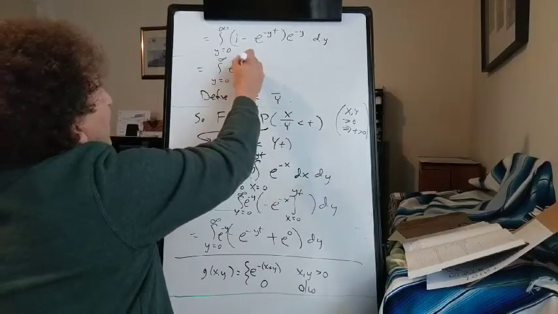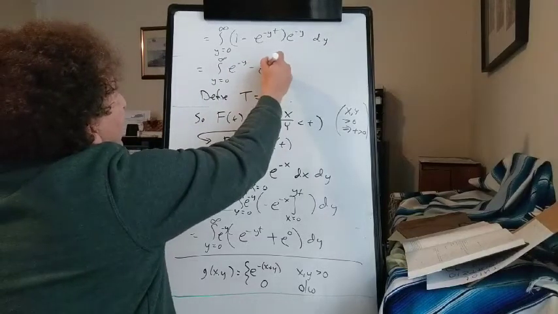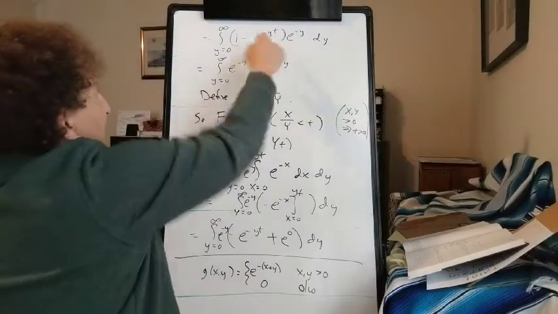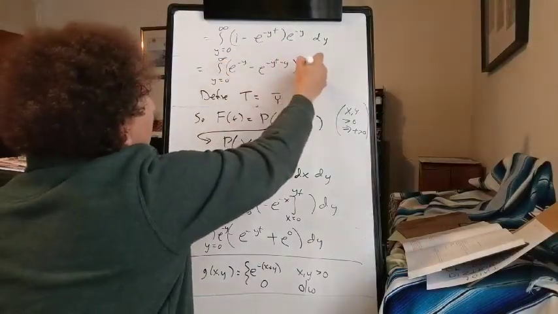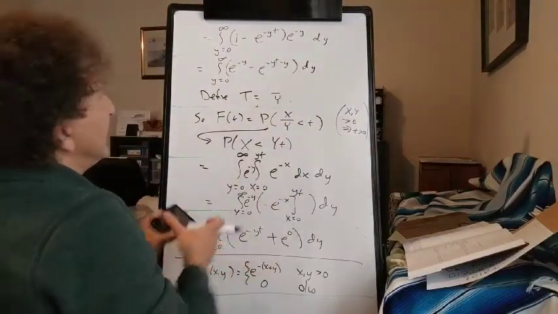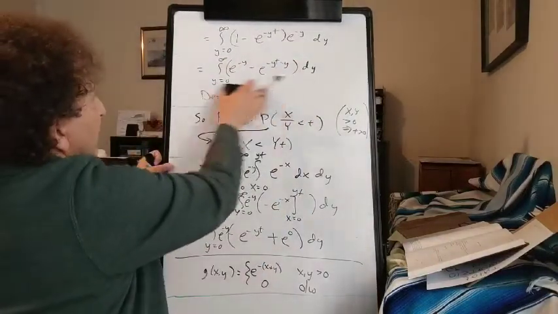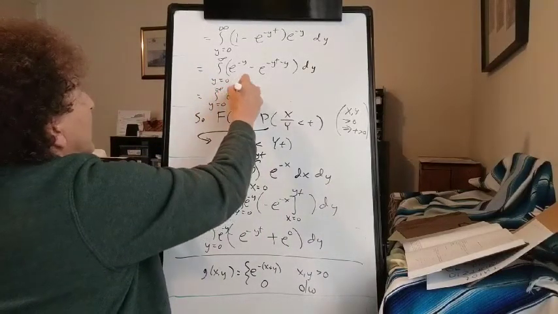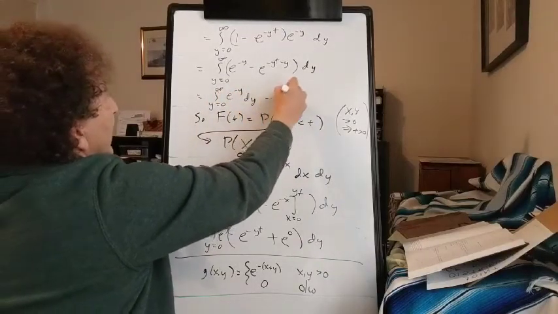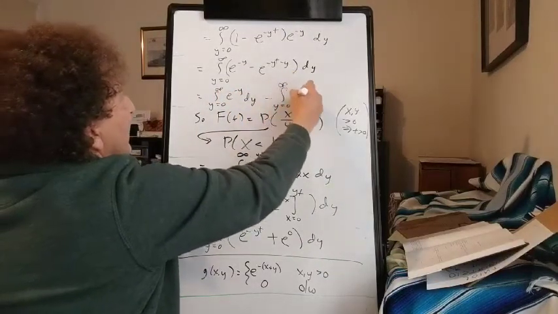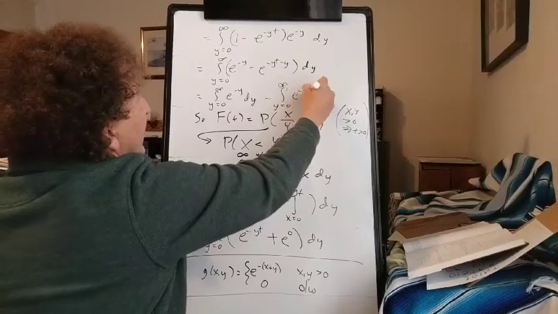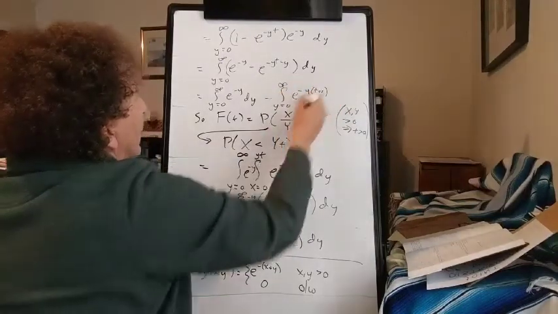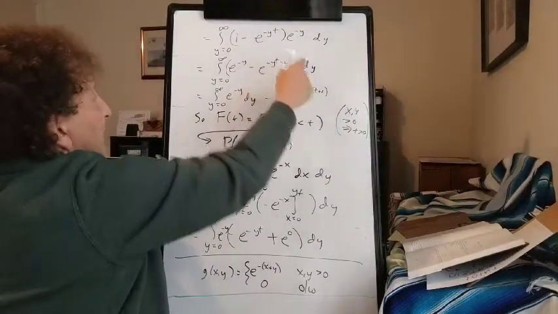So we have e to the minus y minus e to the minus yt minus y. Multiplying exponentials means we add the exponents. Maybe we can factor this exponent to make that integral easier. The integral of e to the negative y dy minus the integral as y goes from 0 to infinity, e to the negative y times t plus 1. We factor out a negative y here, we've got t plus 1.